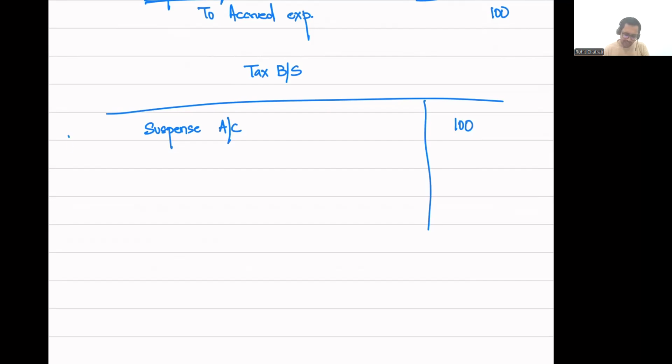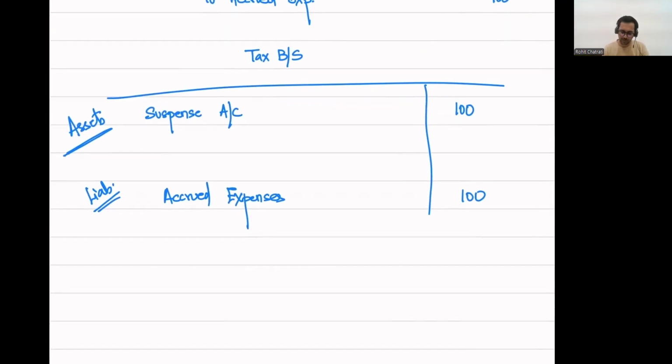This will be reported, let's say, as part of assets. Debit balance is basically assets. Now, as part of liabilities, I will have accrued expenses of 100 rupees. So this is going to be my tax balance sheet for year one.